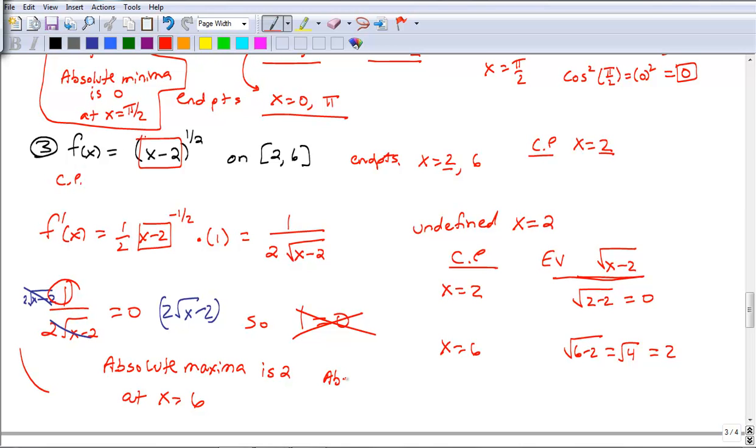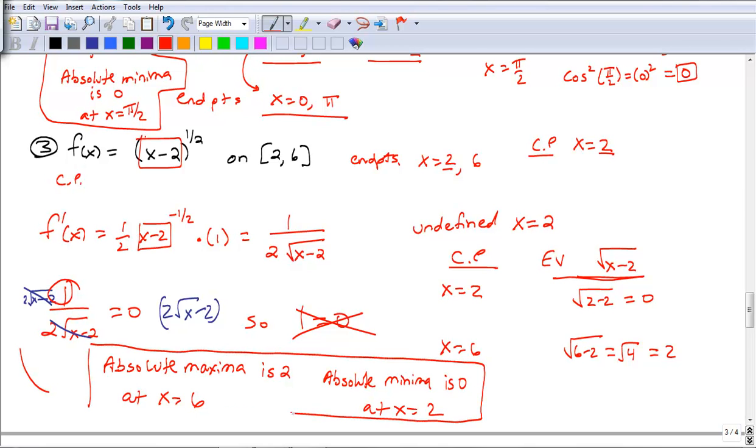There's an absolute minima, and that's 0, and it happens at x equals 2. So you find your critical points and your endpoints, and you plug them in. The biggest y value is the maxima. The smallest is the minima. Just like the problems above.